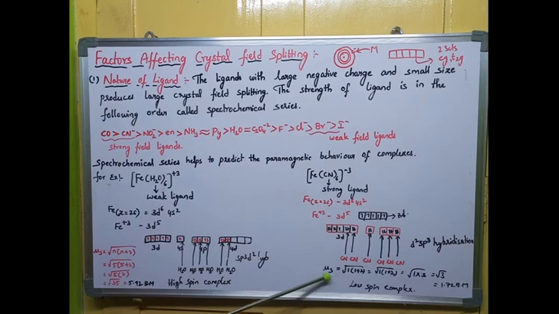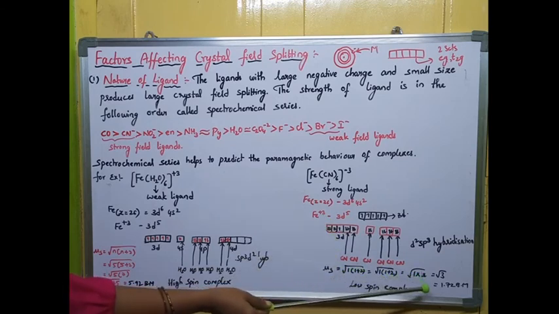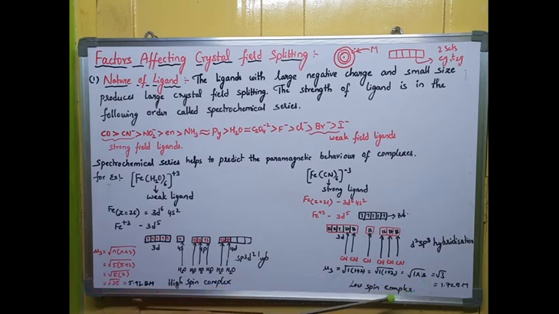If you calculate the spin, one unpaired electron is present: root over 1 into 1 plus 2, so you get root 3, 1.73 Bohr magnetons. It is a low spin complex because it has one unpaired electron. So the arrangement of ligands in decreasing order of their strengths is called the spectrochemical series. With the help of the spectrochemical series, we can identify whether a substance is paramagnetic or diamagnetic. This is a use of the spectrochemical series.